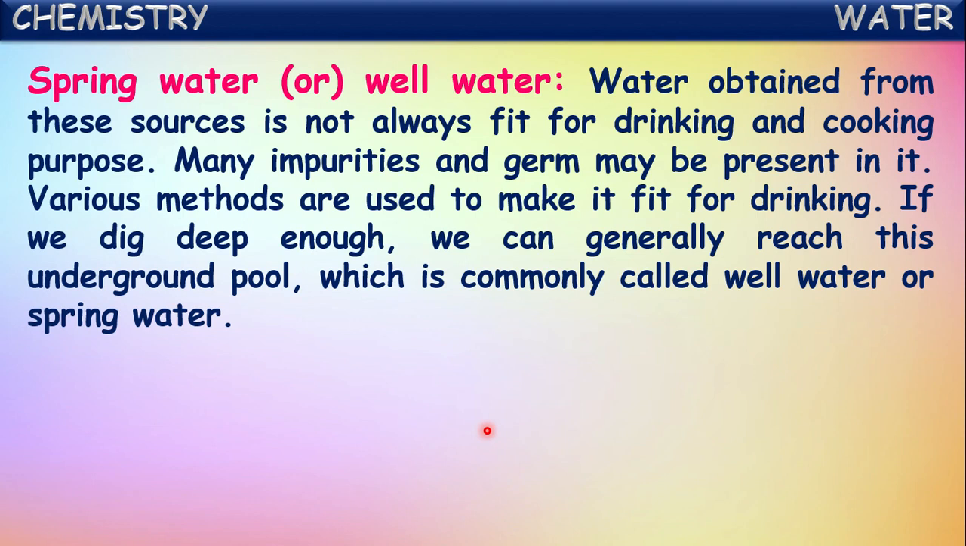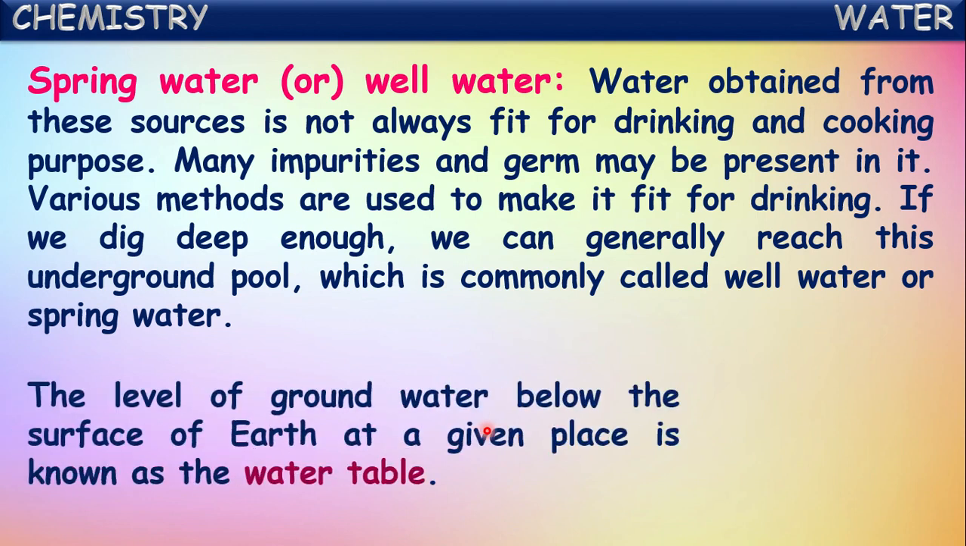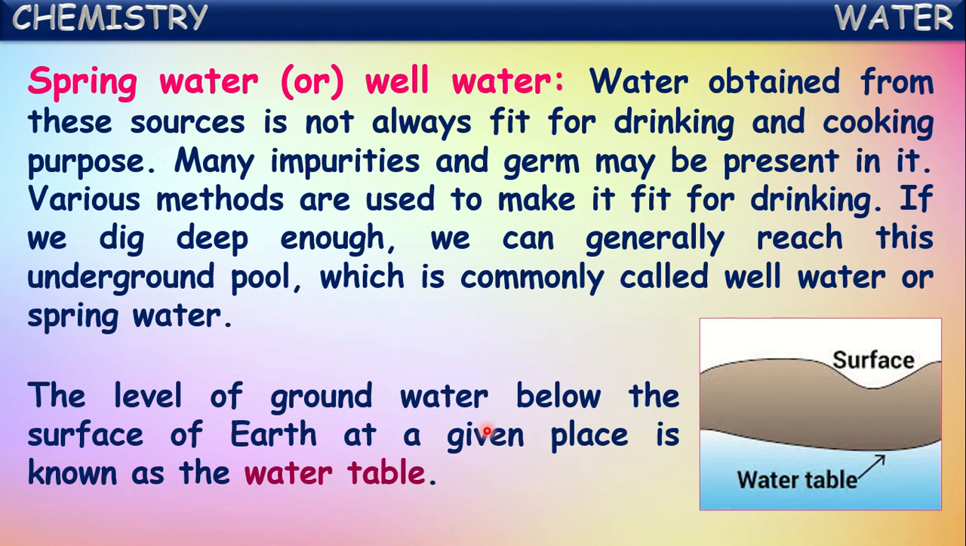If we dig deep enough, we can generally reach this underground pool, which is commonly called well water or spring water. Here, the level of groundwater below the surface of the earth at a given place is known as the water table. So to collect this spring water or well water, we have to dig the surface of the earth till reaching this water table. The level of this groundwater under the layers of the earth is called the water table.